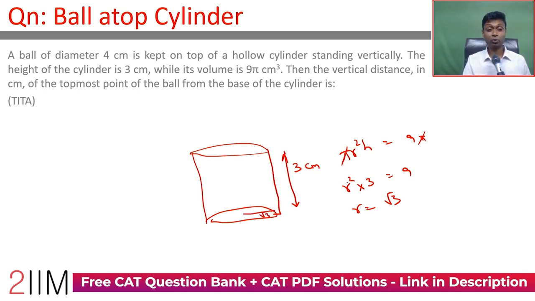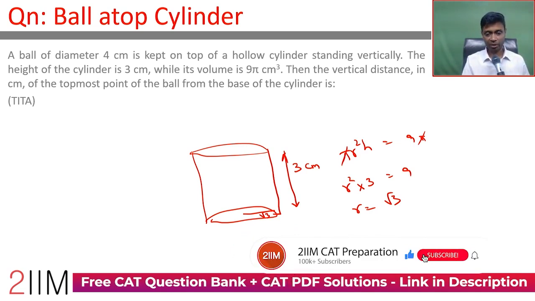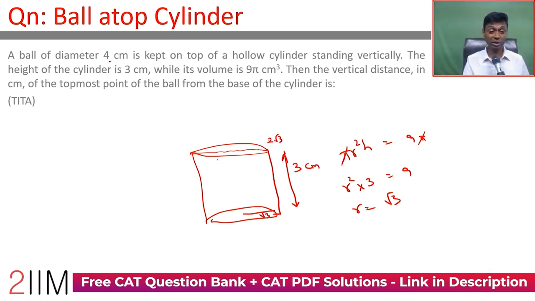A ball of diameter 4 centimeters is kept. Then the vertical distance in centimeters of the topmost point of the ball from the base of the cylinder. It's a wonderful question. So the diameter here is 2 root 3. So when you place a ball of diameter 4 centimeters, 2 root 3 is 3.4. So this ball is not going to go through this and fall in. It's not going to be held at its peak here, but it's going to be something like this, right, with the center being somewhere here.